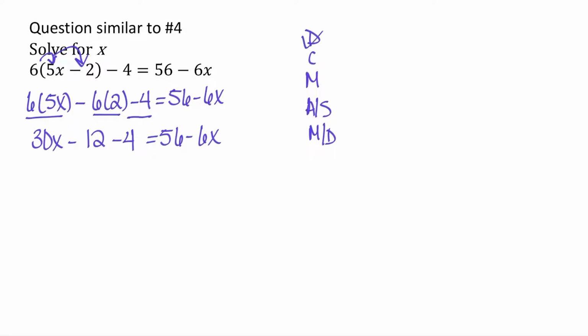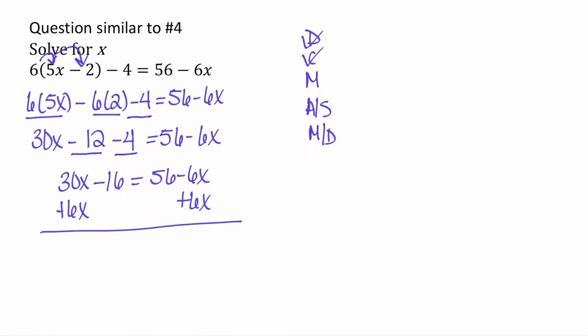So I'm done distributing. Now I need to combine like terms. The like terms I have are the minus 12 and minus 4. So when I put them together, that is going to be 30x minus 16, and that equals 56 minus 6x. So I've combined like terms. Now let's move all our variables to one side. So I have a minus 6x, so I'm going to do the opposite, and I'm going to add 6x to both sides.